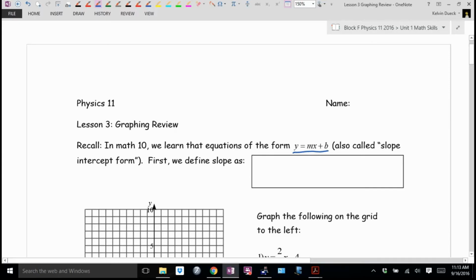So I've told you already that I tend to abbreviate, yes? So I'm going to use the letter lowercase m for slope. I'm not going to write the word slope. So m equals, and you learned last year, slope is defined as what over what? Rise over run.